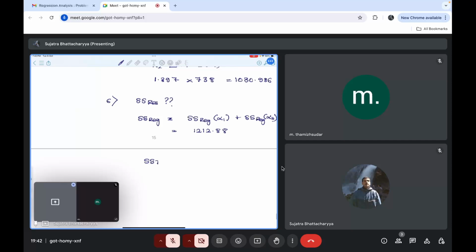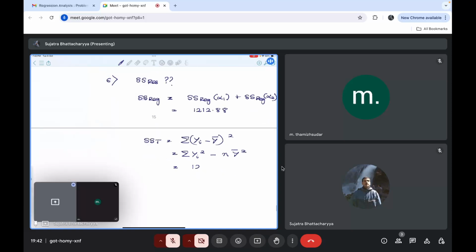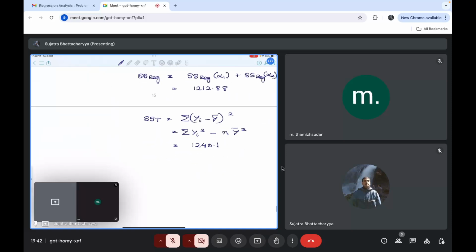What about SS total? It is summation of yi minus y bar whole square, which can be written as summation yi square minus n y bar square. So you can calculate all these things. It comes out to be 1240.1. And from here, SS residual can be calculated. How? It is a definition: SS total minus SS regression. So it's 1240.1 minus 1212.8. How much will it be? 27.2.